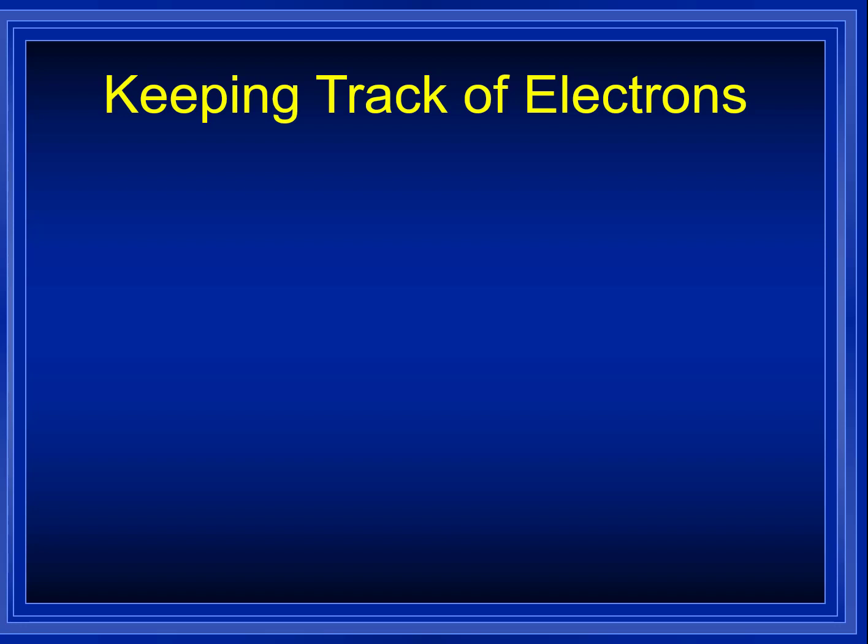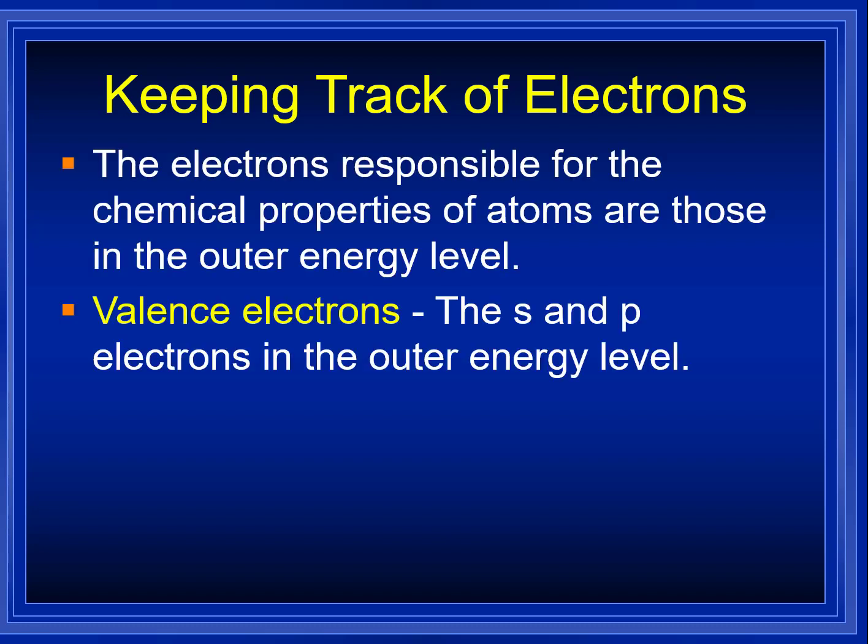So, which electrons do we really need to keep track of? The valence electrons, the outer energy levels, the valence electrons. Those are the ones I need to keep track of. I need to keep track of the valence electrons. The ones in the outer energy level, the S's and the P's.